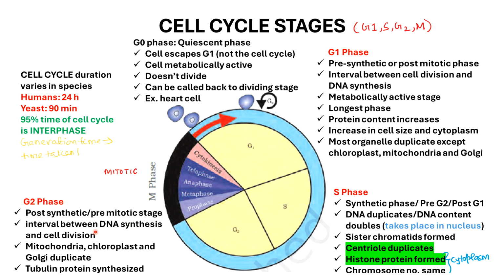Let's see the third and final phase of the interphase, which is called the G2 or gap 2 phase. Because it comes after the S phase, it is called the post-synthetic phase, and as it comes before the division phase, it is called the pre-mitotic stage. This is the interval between DNA synthesis and cell division. So pay attention to the order.